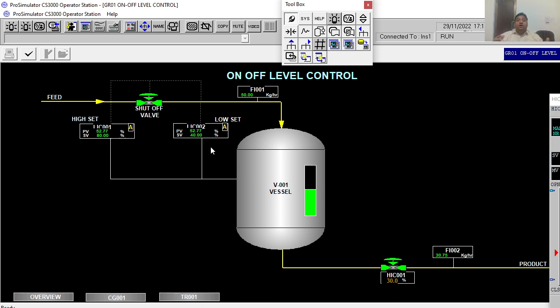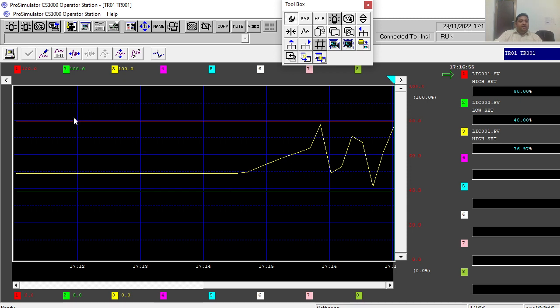That is why we go for P controllers and PI controllers. That means it is different. If you have to maintain 50%, it will try to maintain that 50. There is no upper bound and lower bound. Here you have an upper bound of 80 and a lower bound of 40. So let us see the trend window. In the trend window, actually you can see the trend.